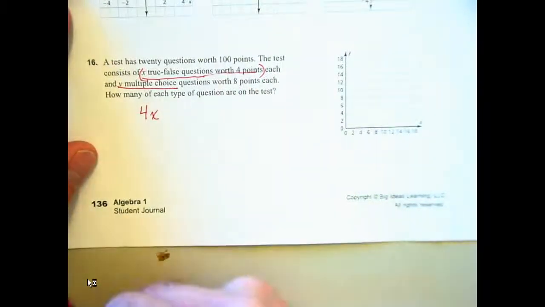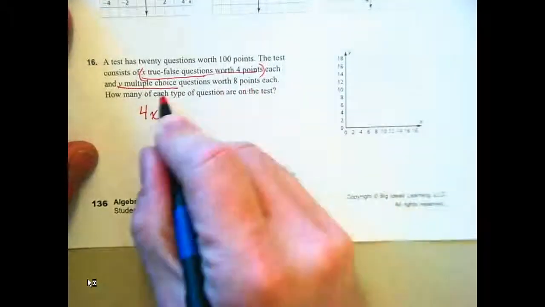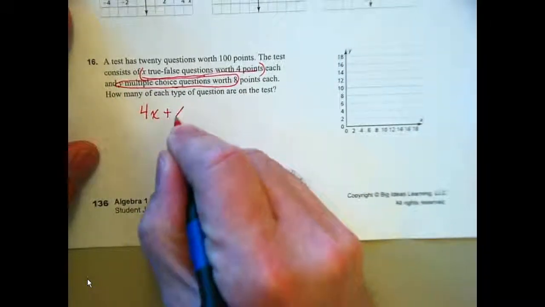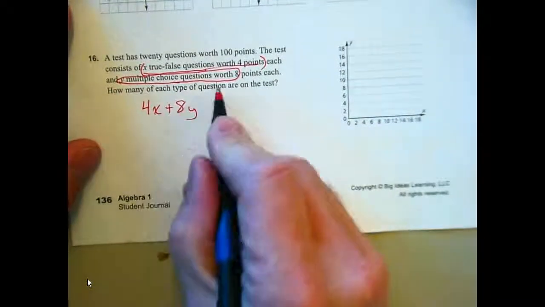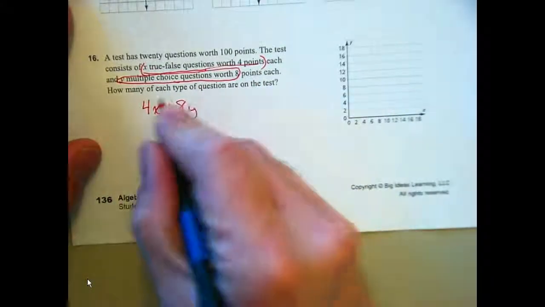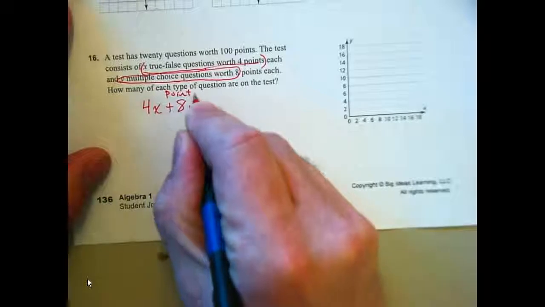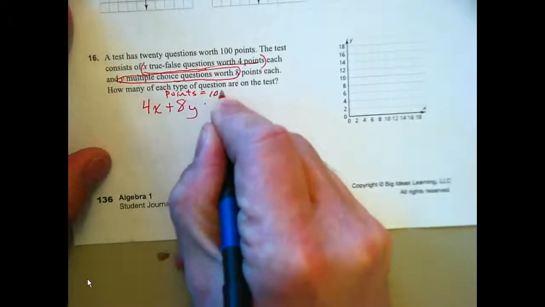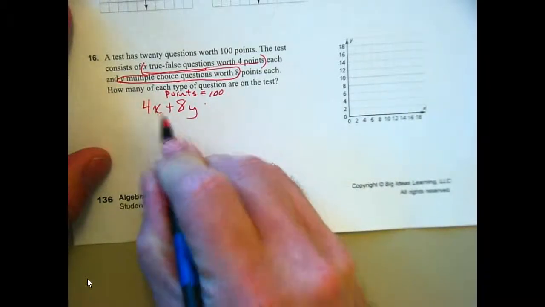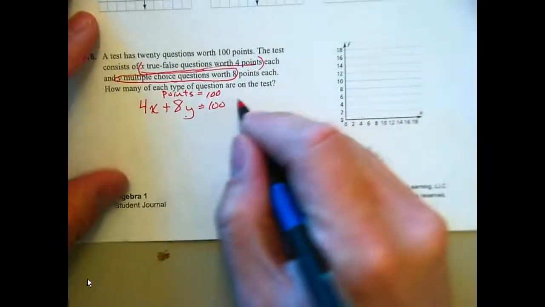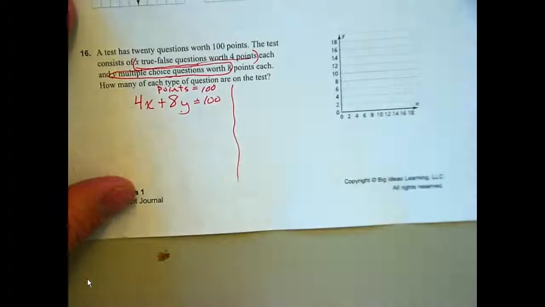Okay, multiple choice, worth 8 points each. How am I going to write that as a rate? 8y. And all the points total have to equal 100. So our points equal 100. The way we earn points are true-false and multiple choice. That equals 100.